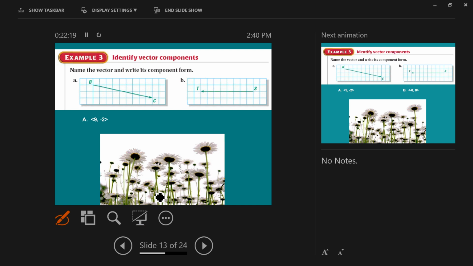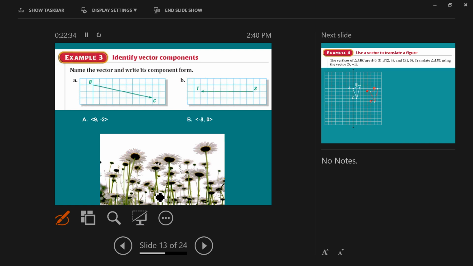Okay. On B, how would we name that one? ST. Good. Okay. And then what would be the numbers in our vector? Very good. Yes, since we moved to the left, it is negative. So we put a -8, but this one didn't move up or down any. So 0 for up and down. Okay.